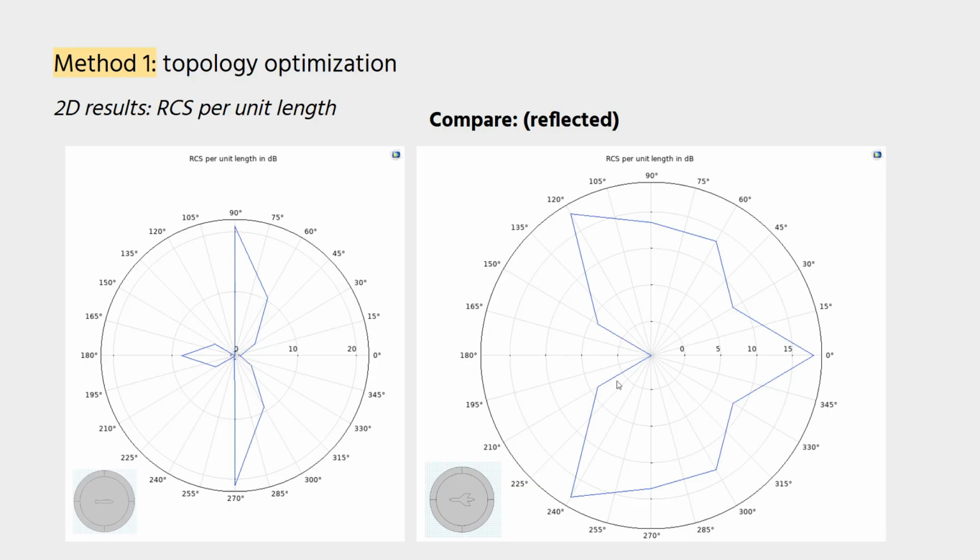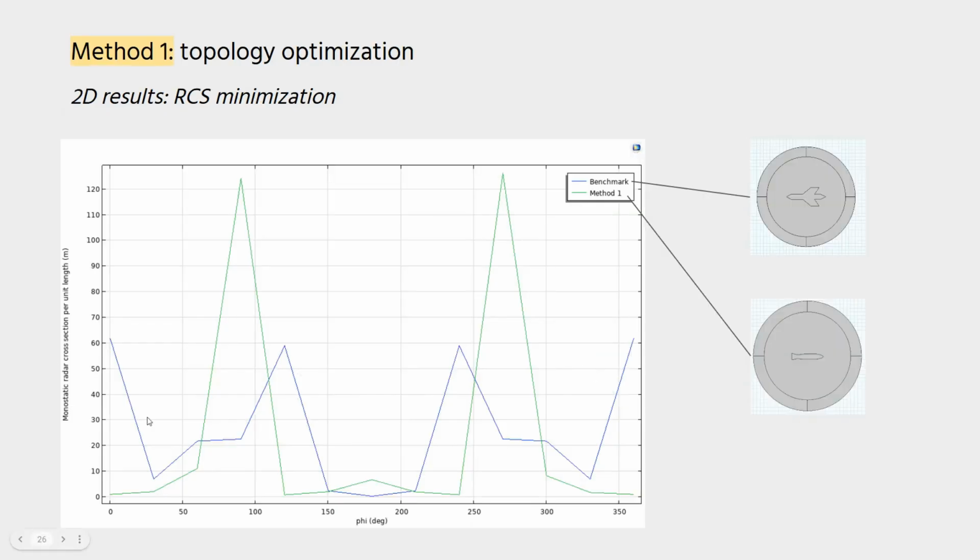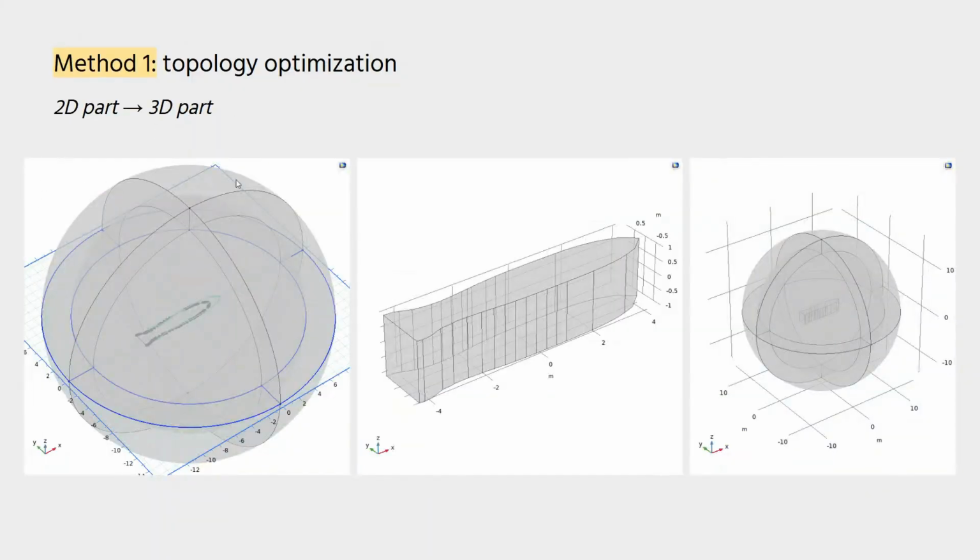It does share this nice invisible region at the front because of the similarities in the nose geometry. However, when you look at the overall visibility, you notice that it's largely unimproved. It can be interpreted geometrically as the integral of this graph, and they're quite similar. We can import the 2D part into the 3D model and run the simulation.